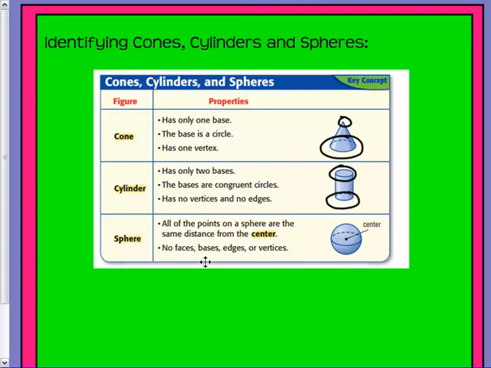He has no faces, bases, edges, or vertices. His only distinction is that he's got that spherical shape, and every single point that we put on this spherical shape would be exactly the same distance from that center point. Okay, basketballs, those are spheres.